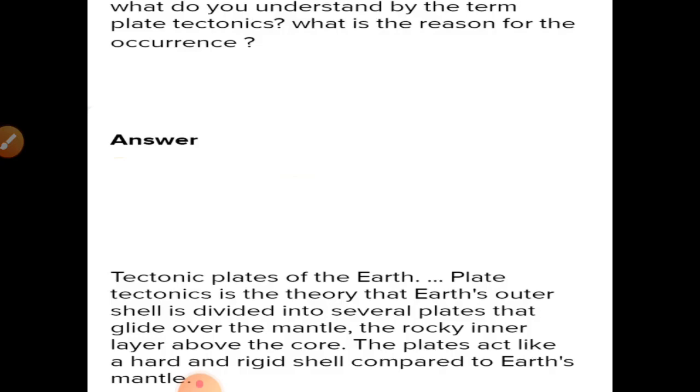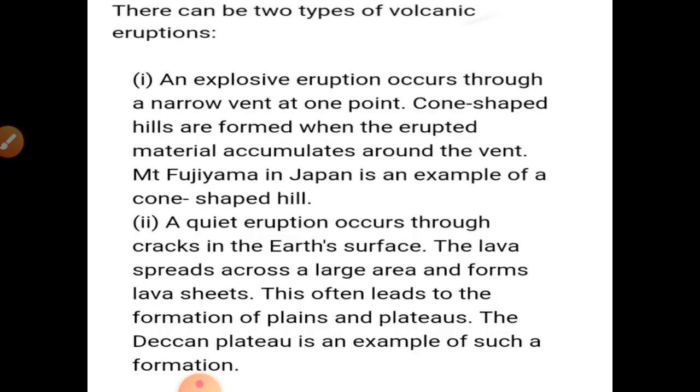Next question we have: classify volcanoes on the basis of frequency of eruption. Give suitable examples. So there can be two types of volcanic eruption. First one is an explosive eruption, occurring through a narrow vent at one point. Cone-shaped hills are formed when it erupts. Material accumulates around the vent.